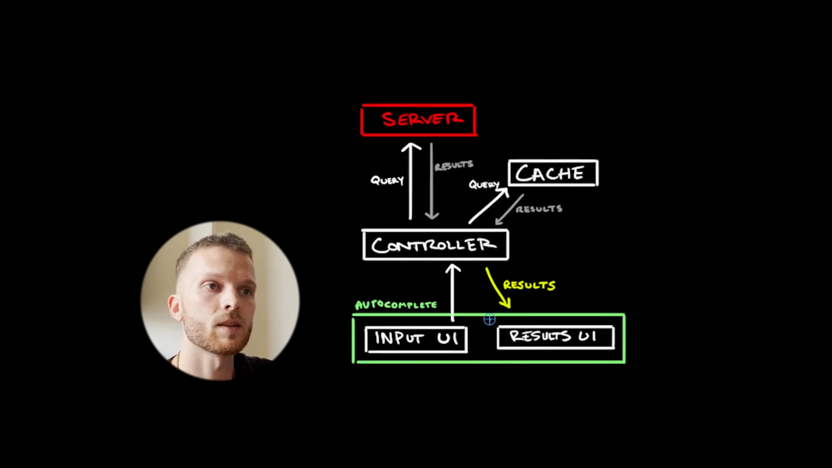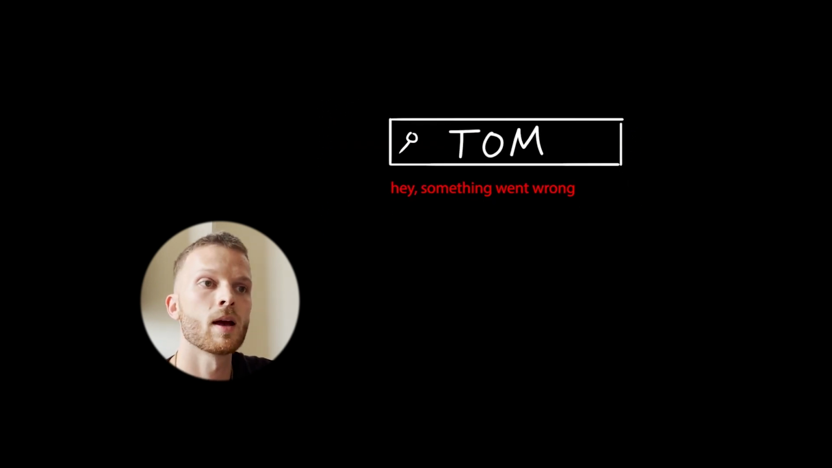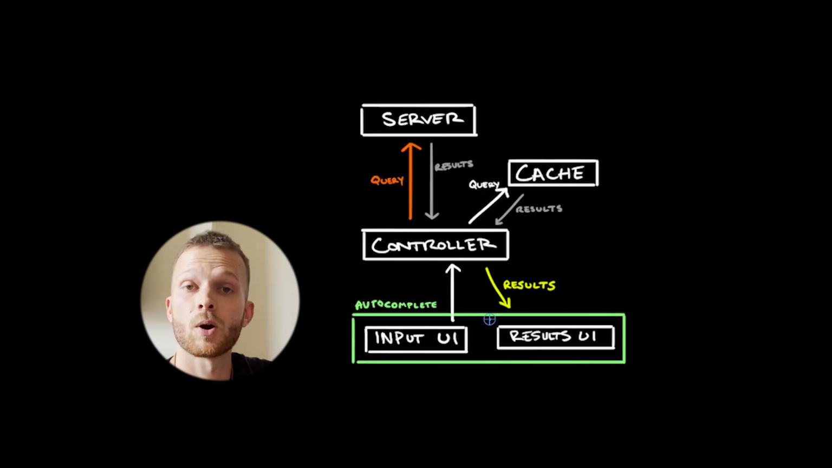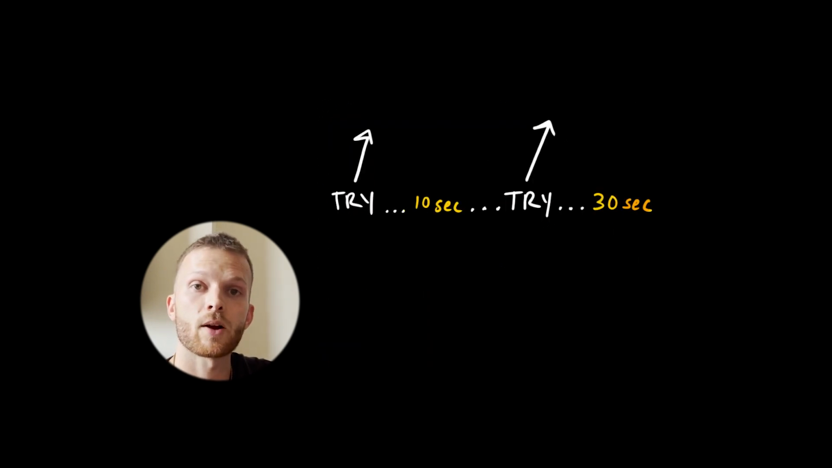So what if the server request fails? We can either give the end user some kind of notification saying, hey, something went wrong, and give them a button to manually retry. Or we can just have the component auto retry in the background. But if the issue persists, we should use some kind of exponential backoff strategy for retries so we don't congest the network and potentially exacerbate the problem.